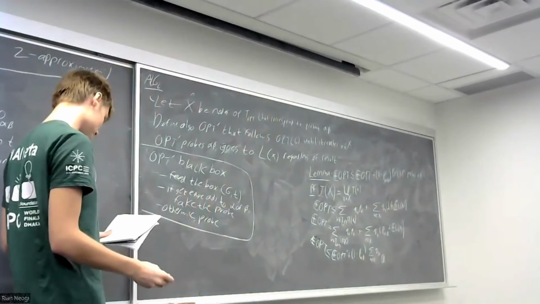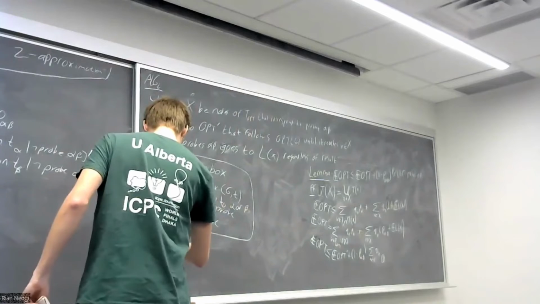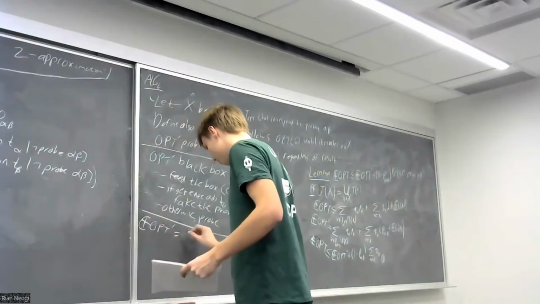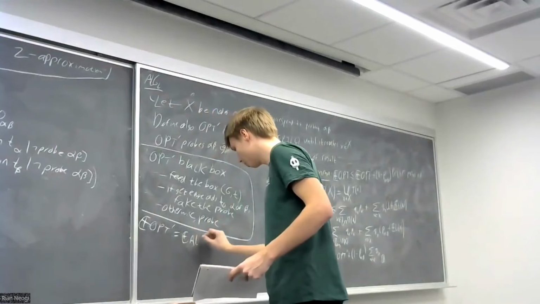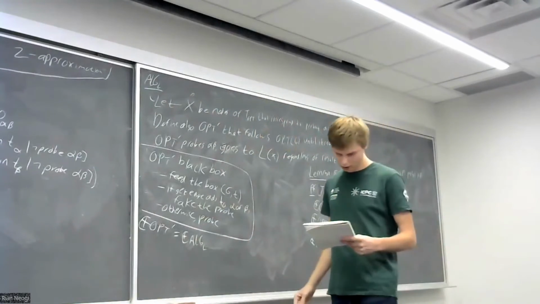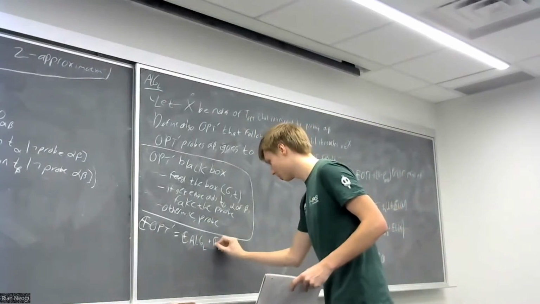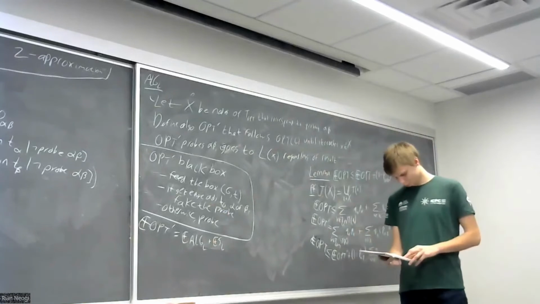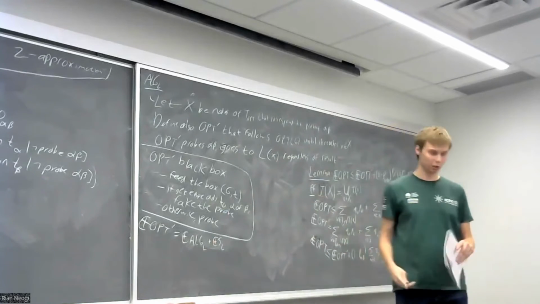So as before, we can write down that the expected value of opt prime is equal to the expected value of this algorithm, Alg_L, which follows it, plus the expected error term, which we'll call S_L. So this is the error just from the fake terms.